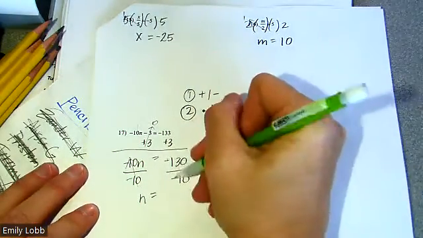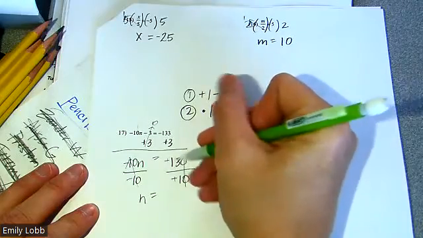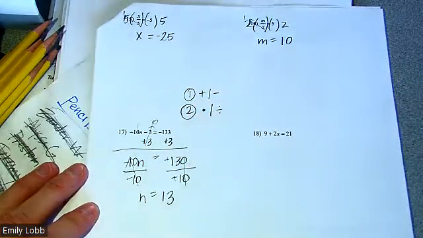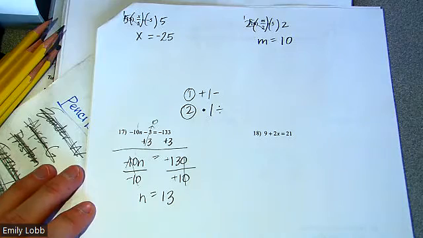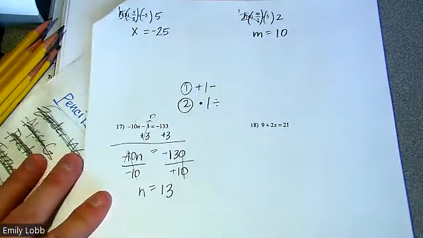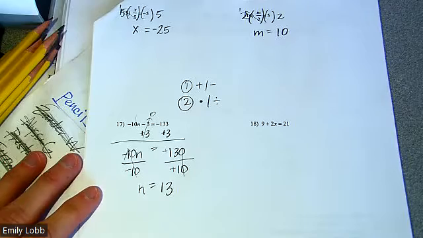And here, these become positive, and this cancels out. So 13 over 1 is really just 13. Or you can put it in your calculator too, right? If you're struggling with those arithmetic concepts.